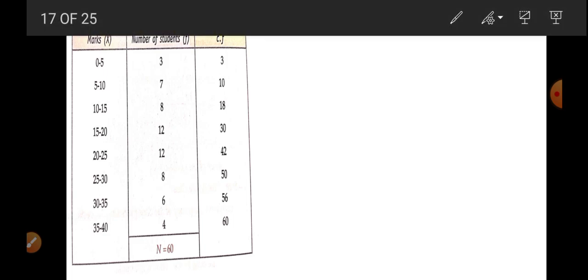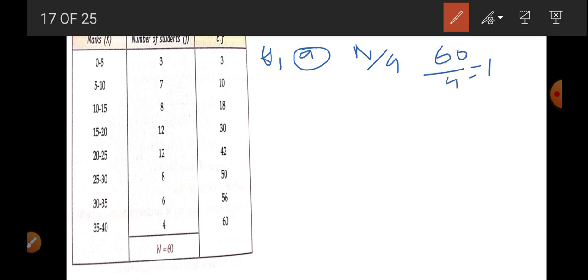So now CF is calculated and is equal to 60. Now we are going to calculate Q1, Q3, D5, P80. So first of all we are going to calculate Q1. For Q1 we use the first equation, that will be n upon 4. So 60 upon 4 we get 15.